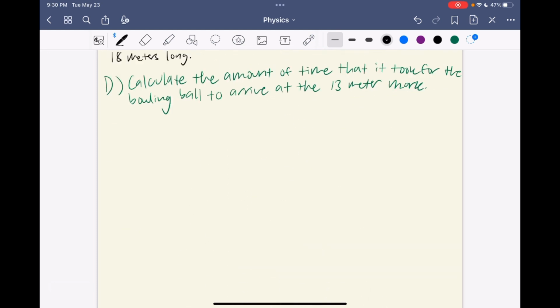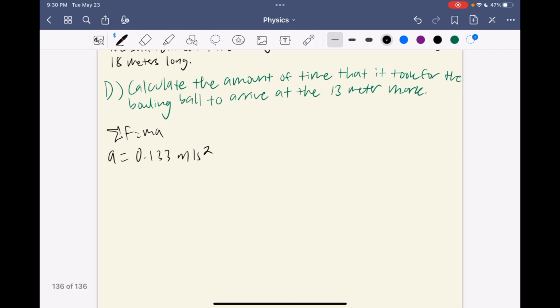Part D asks to calculate the amount of time that it took for the bowling ball to arrive at the 13-meter mark. So what we can do is rely on Newton's second law, which is net force F equals ma. And from previous calculations, we know that the acceleration of the bowling ball is 0.133 meters per second squared. Now that we know the acceleration of the bowling ball, we can just plug it into the displacement formula.